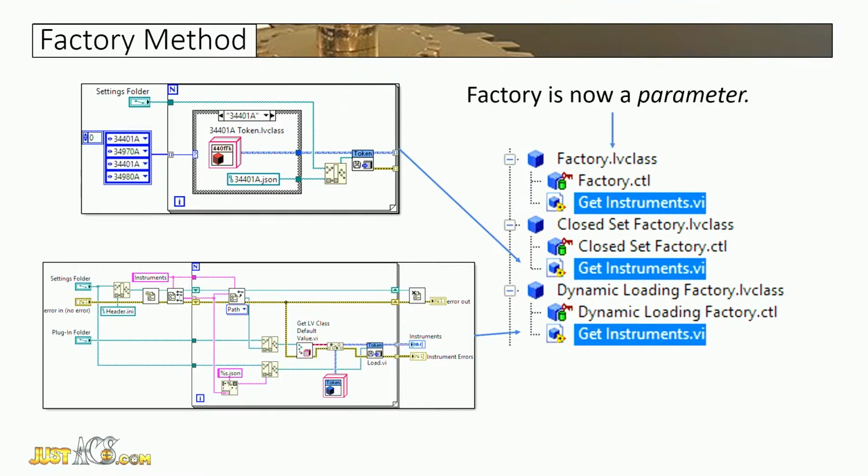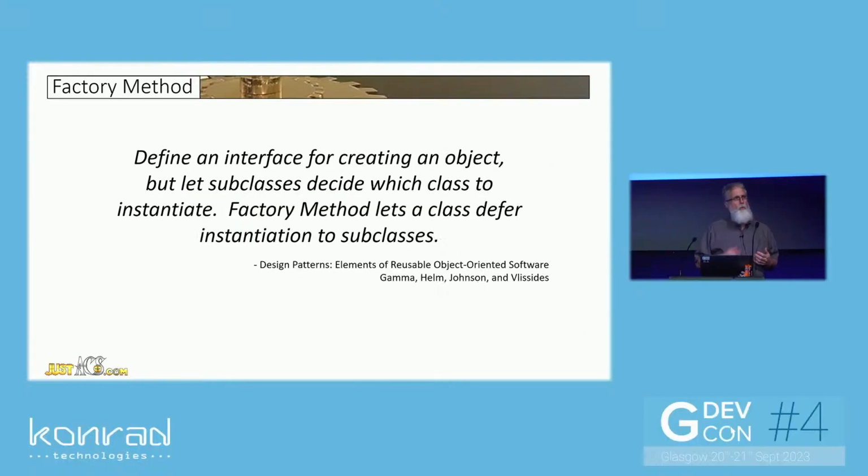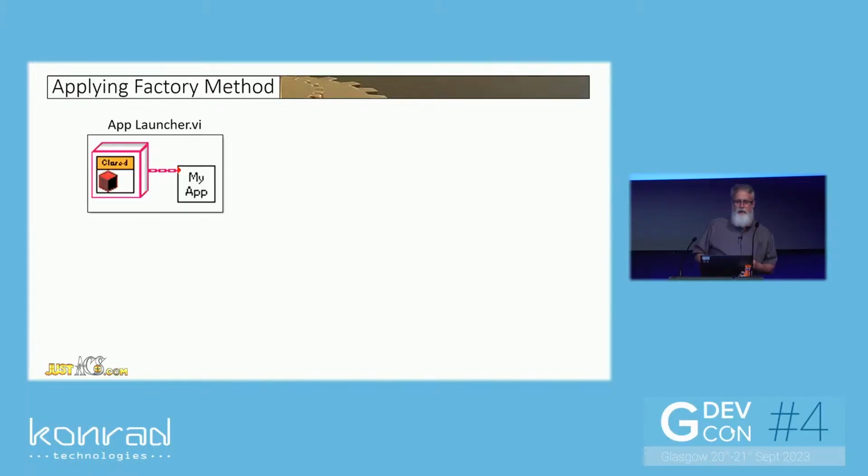I can do that for testing, or I can do that because I've got some reuse code that I'm applying to a different circumstance. But factory method just says, define an interface for creating an object. Let subclasses define how we actually do the instantiation, or what classes we instantiate, okay? It looks a bit like this.